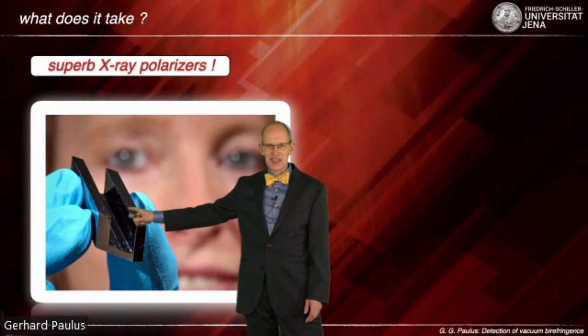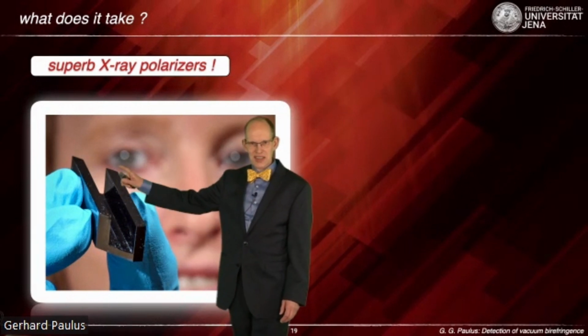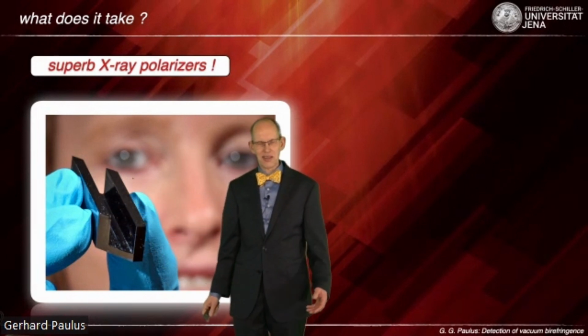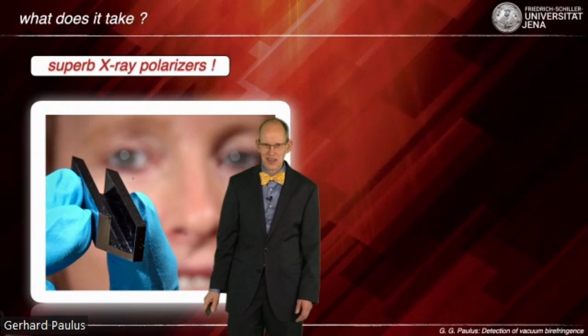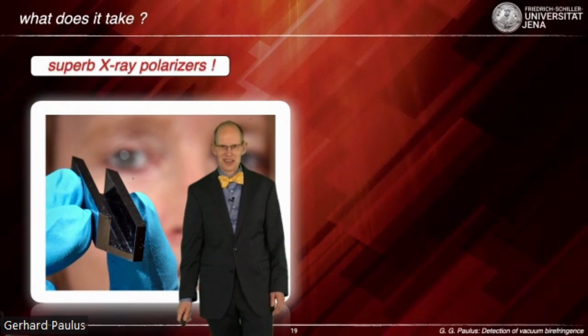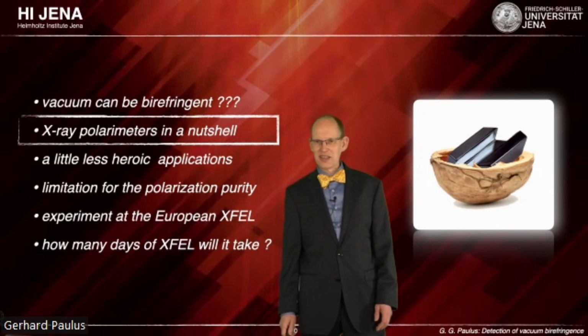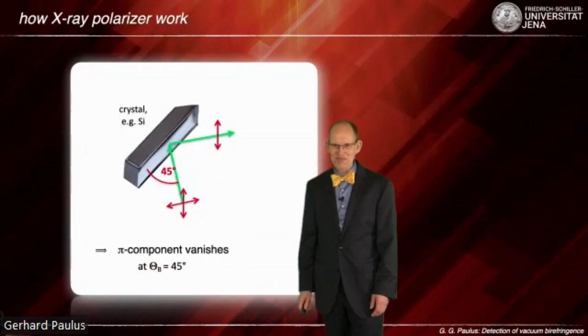So it's just a piece of silicon into which a trench is cut. Therefore, these are called channel cut crystals. A channel is cut in the crystal, gives a channel cut crystal. So this brings me to the next point: X-ray polarimeters in a nutshell.